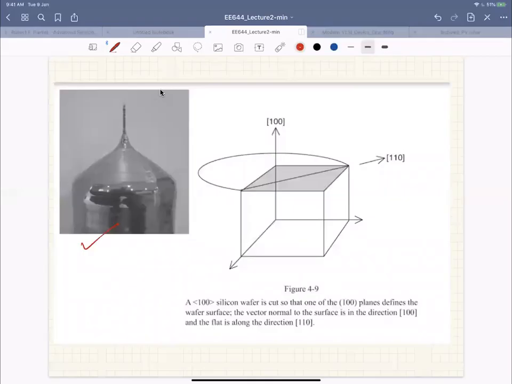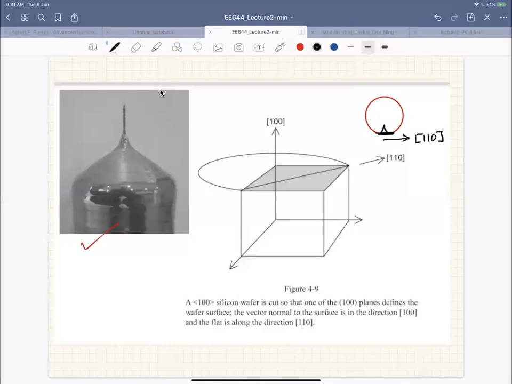Basically, when you slice it, you also give a pointer. There is a notch or a flat to indicate a direction. Otherwise it's very difficult to know the crystal direction from the wafer. So generally, if you have a wafer, there is either a flat or a notch, one of these two. The flat indicates that this direction is 110, right? So basically this is the 110 direction.